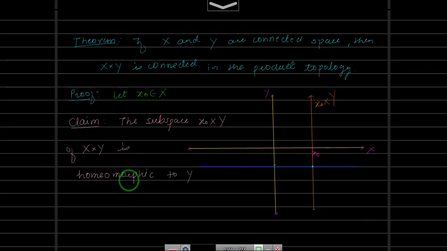Our aim was to show that if we have two connected spaces x and y, then the product x cross y, with the product topology, is connected. And let us briefly recall what we have done. We have proved that this line is homeomorphic to y and this is connected. We proved that this line union with this line is connected, and we proved that the union of all those X suffix y's is also connected. And in short, we proved that x cross y is connected.